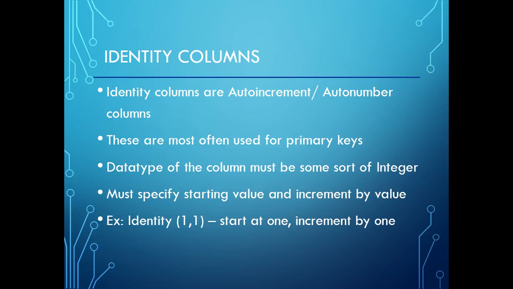Other special things we need to talk about with creating our tables. Tables can have what are called identity columns. This is SQL Server's version of an auto-increment or auto-number field. These are most often used for primary keys. You can have any type of integer for your data type in an identity, and you have to specify where you start and how many to increment by. So if a column is defined as an identity 1, 1, it means start at 1 and every new row increment by 1.